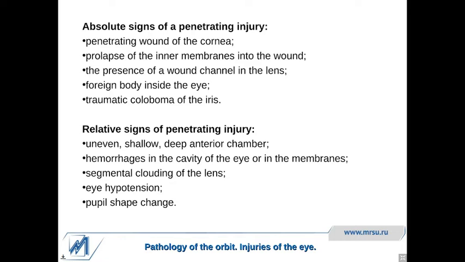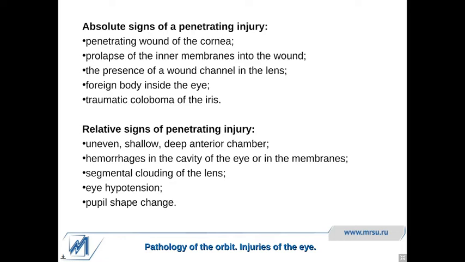So, there are 5 absolute signs of penetrating injury. First, a penetrating wound of the cornea, prolapse of the inner membranes in the wound, the presence of a wound channel in the lens, a foreign body inside the eye, and traumatic coloboma of the iris. It's a traumatic wound in the iris, mostly a round or circle wound.